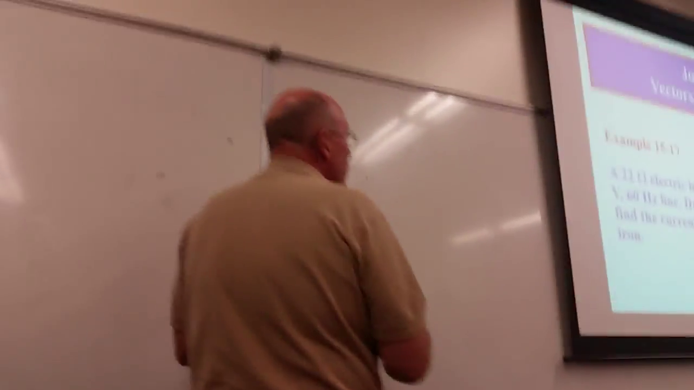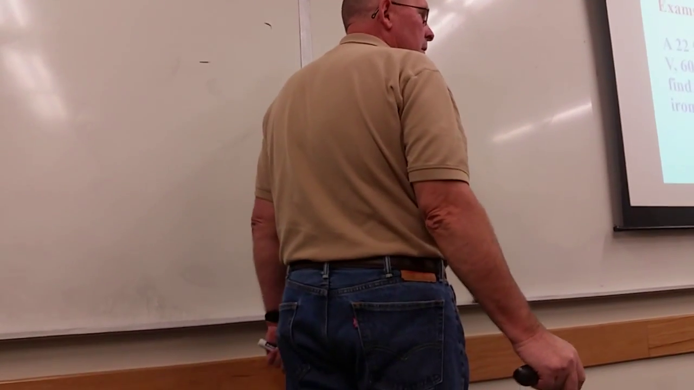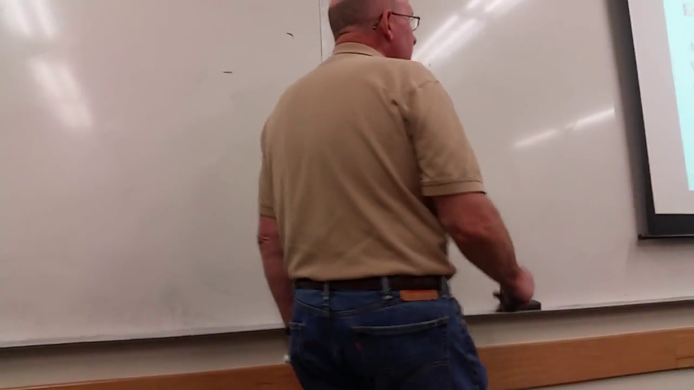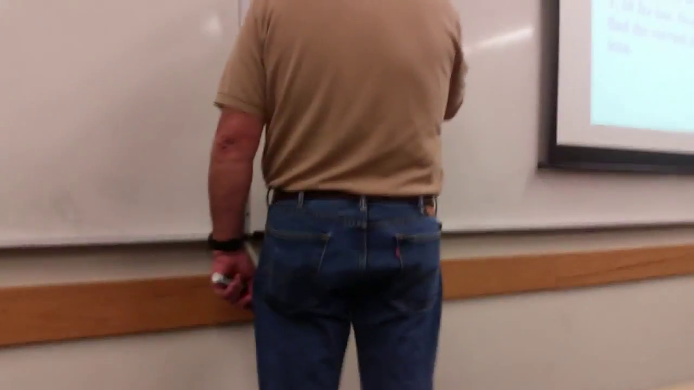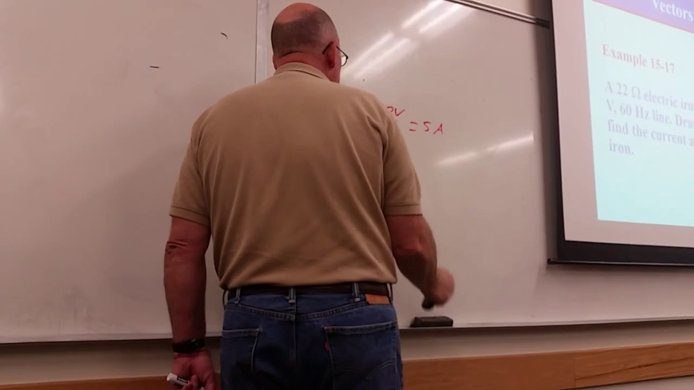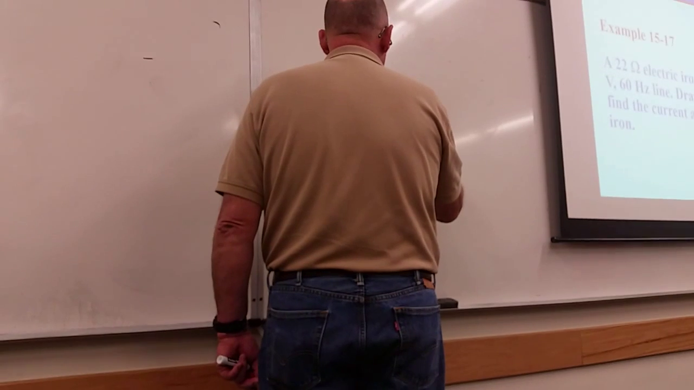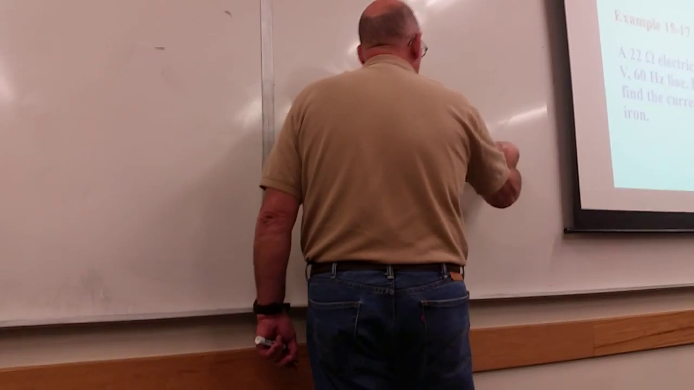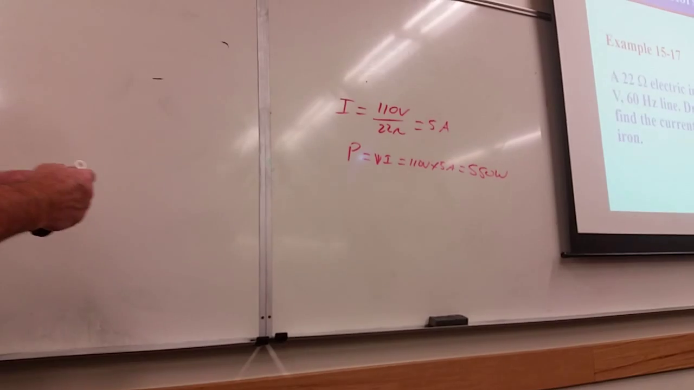So how much current? How do we find current? What's Ohm's law? Remember, this is chapter 1. So what's the formula? Okay. And my power is what? Voltage times amps. So it'll be 110 volts times 5 amps, which gives me 550 watts, okay? Now, how are we going to draw a diagram of this?